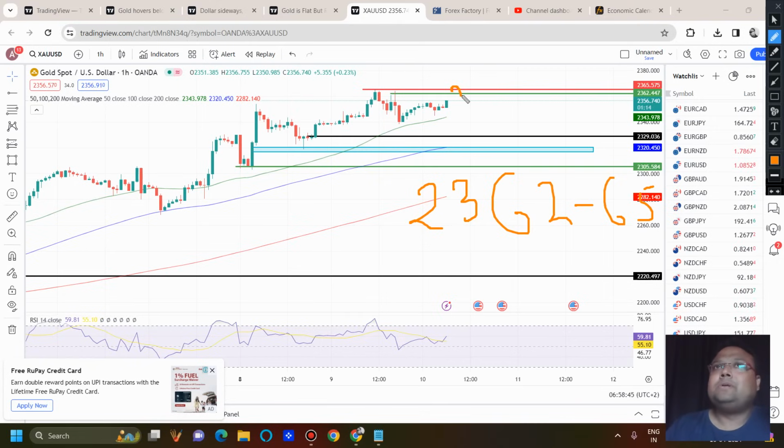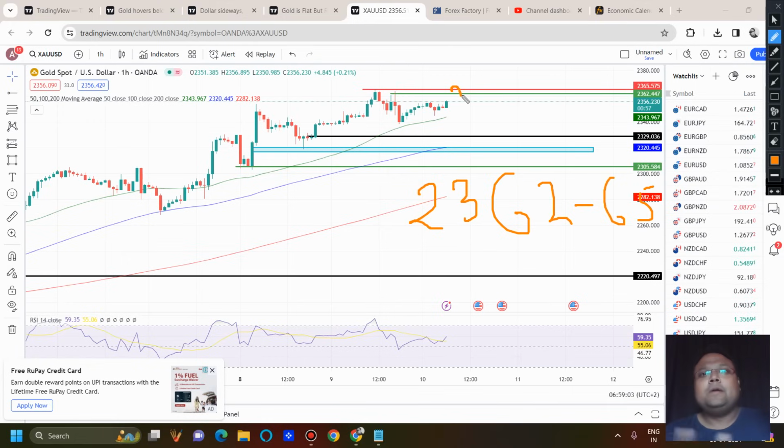For example, someone who is looking for a big trade will obviously not be going for small retracements like 2329, 2320. He will be looking for a retracement to 2250, 2200. It all depends on the trading style, trading strategy, and your risk appetite.